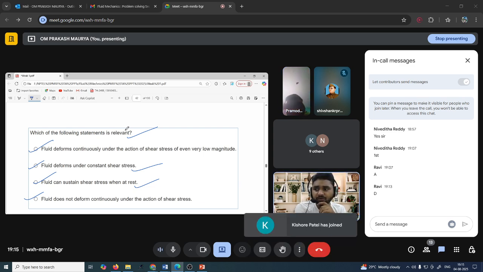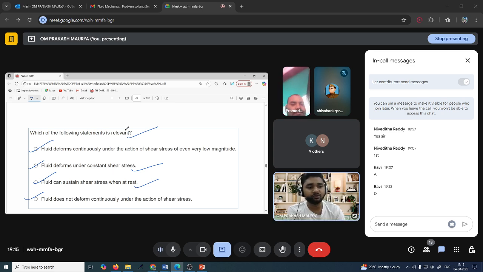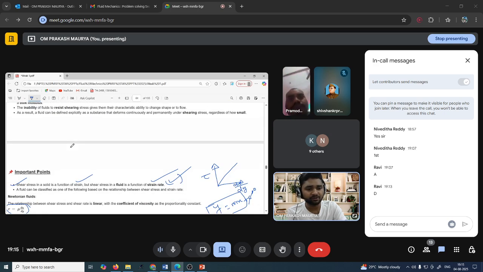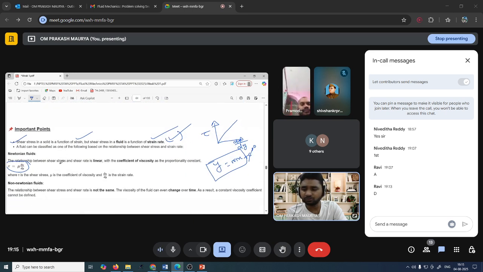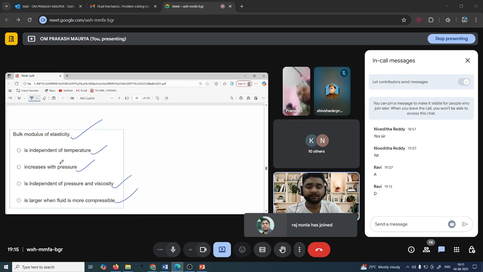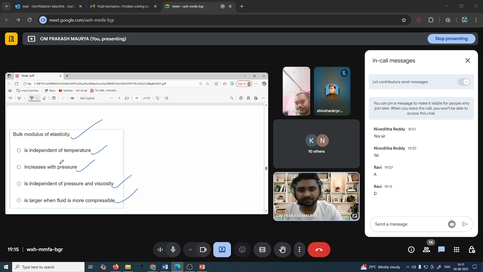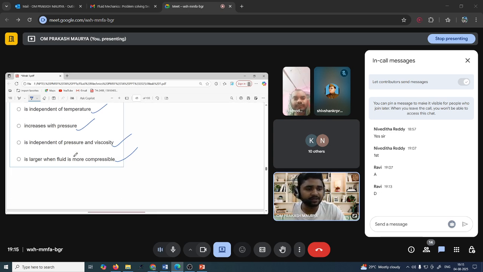So the first question was about the definition of the fluid. The definition was: a fluid deforms continuously under the action of shear stress of even very low magnitude. This was the correct answer for the first question, but now we are looking at the second question, and I have the explanation already, so you can go through it once I upload this PDF. For the second question, two students only answered. Okay, now I'll discuss this, if no one wants to try.